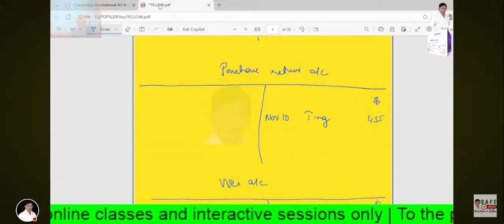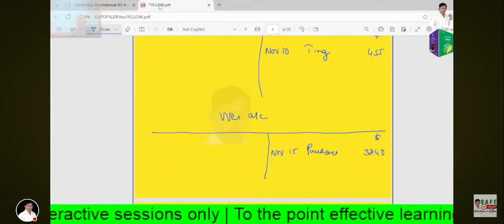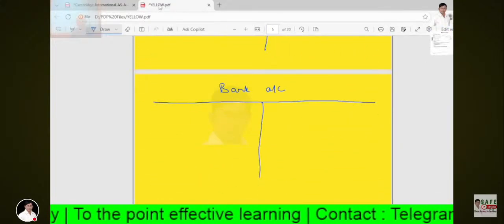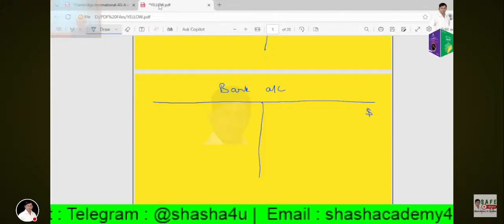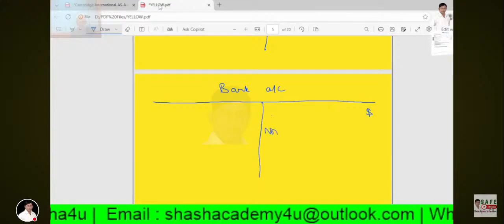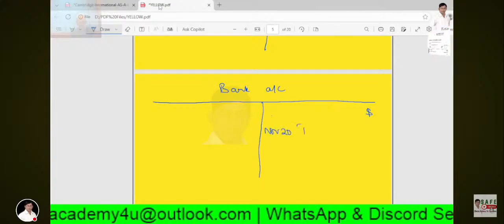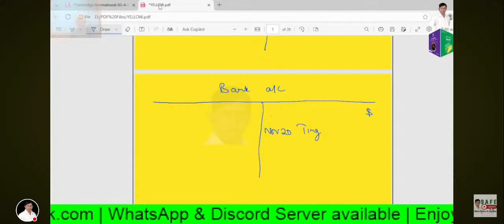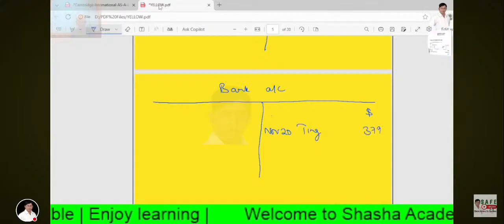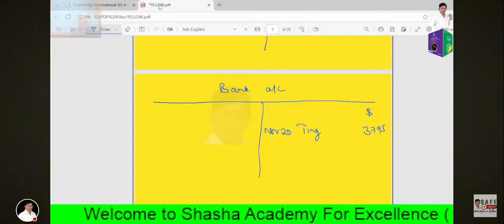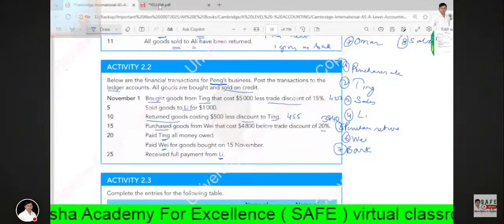How do we complete the entry? We have to write in the bank account, November 20. We have paid to Tinge 3795. So we have to pay to another person.